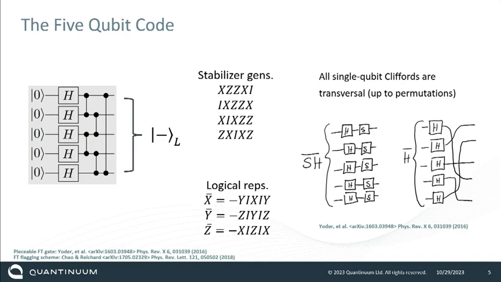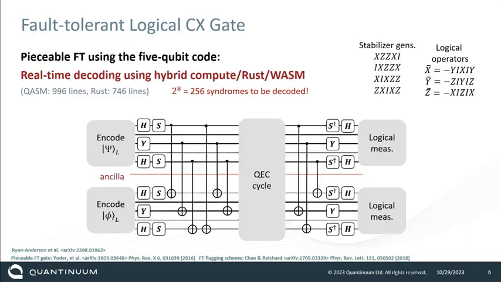And this is just a reminder of what the 5-qubit code looks like. It has stabilizers that are cyclic in nature. You have access to all single-qubit Clifford gates, although some of them require permutations, although that's not such a big deal for us since we can move qubits around. Okay, so the 5-qubit code is not a CSS code, so it doesn't necessarily have the nice transversal C0 that you have with the surface code or the color code.